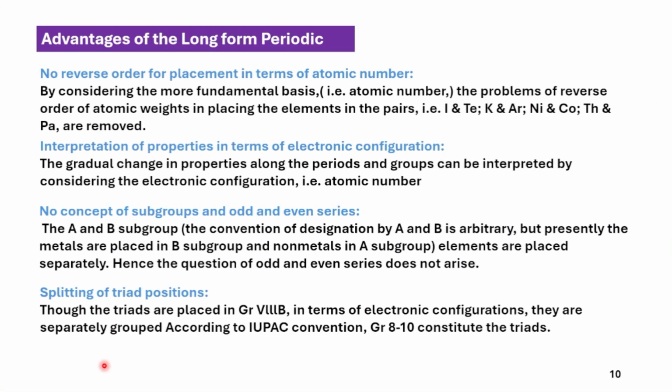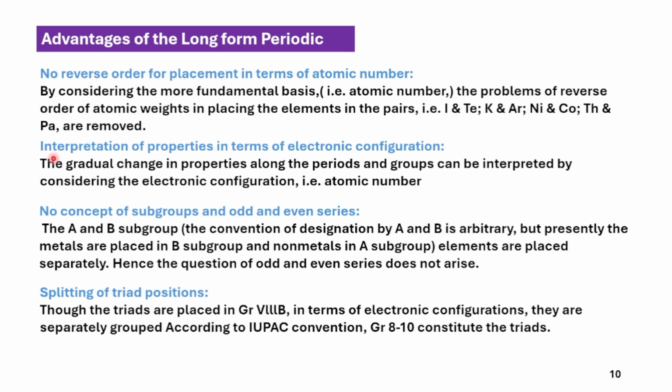Now let's see the advantages of this long form of periodic table. Earlier, in the other periodic tables, scientists were arranging the elements according to atomic weight. Now scientists have started arranging the elements according to atomic number. So the advantage is that there is no reverse order for placement in terms of atomic number. By considering the more fundamental basis, that is atomic number, the problems of reverse order of atomic weights in placing the elements in pairs, that is iodine and tellurium, potassium and argon, nickel and cobalt, were all removed.